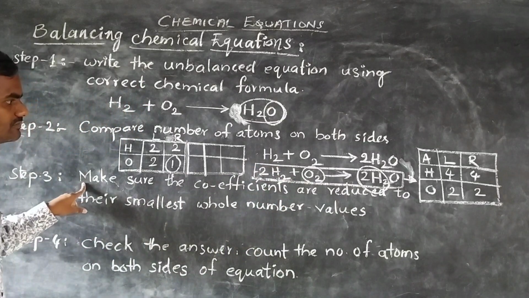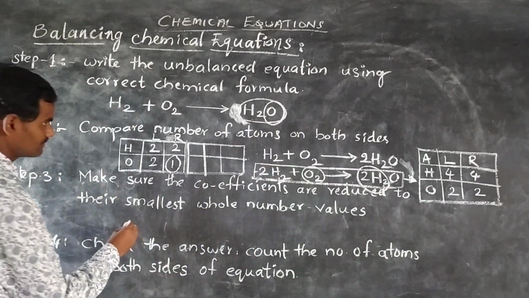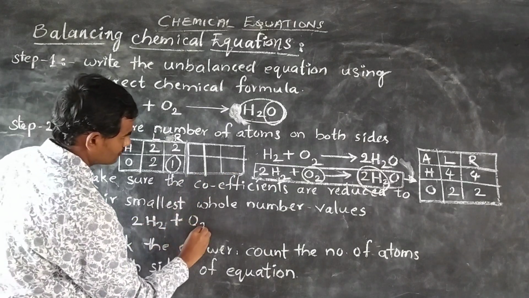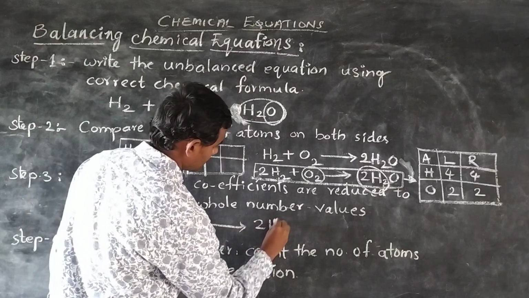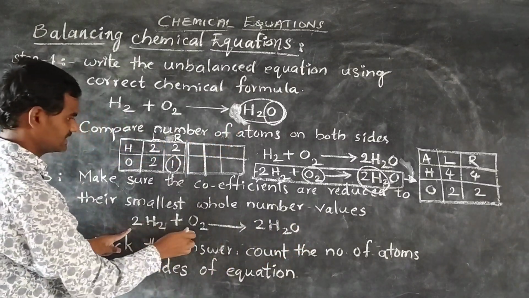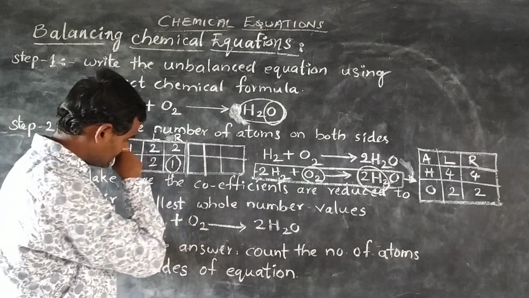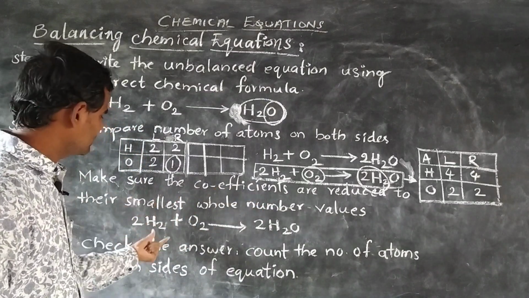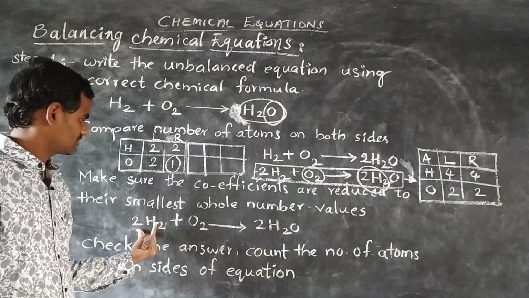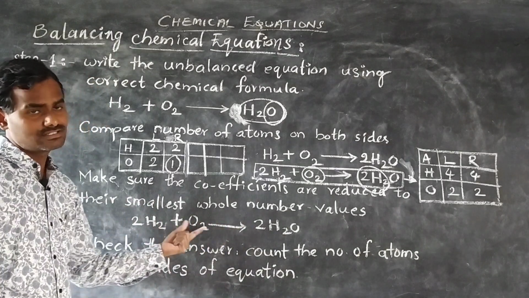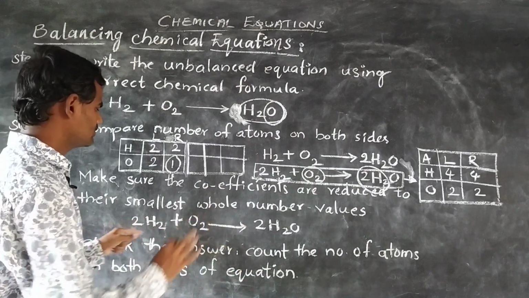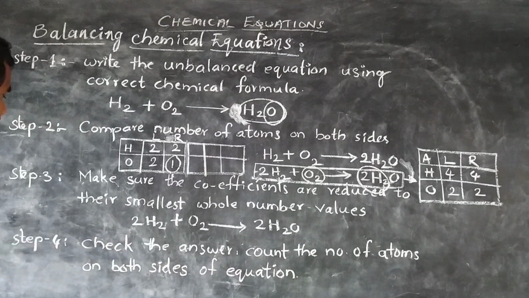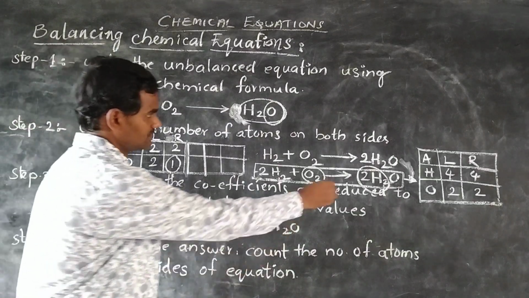Now make sure the coefficients are reduced to their smallest whole number. The equation is written like this: 2H2 plus O2 gives rise to 2H2O. The coefficients are already the smallest whole numbers, so there is no need to change this. Now check the answer, count the number of atoms on both sides of the equation. This is the final step.